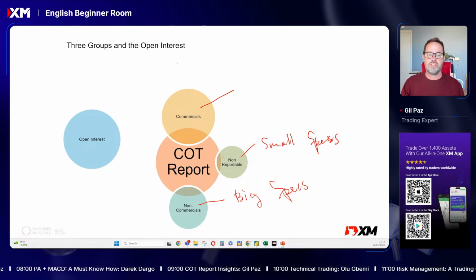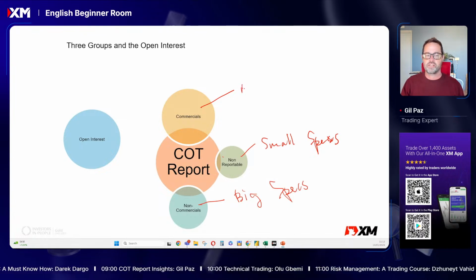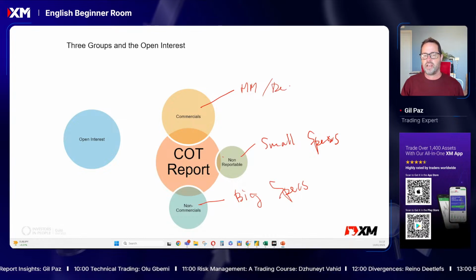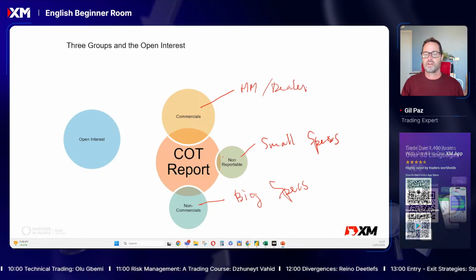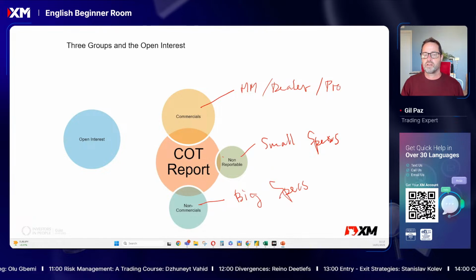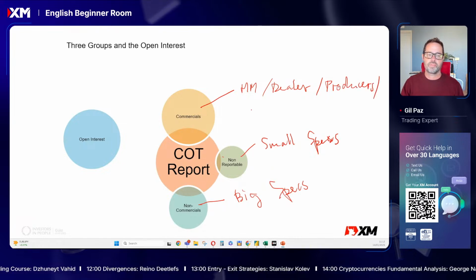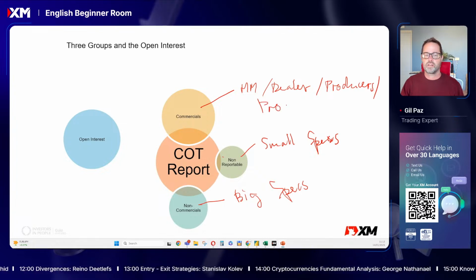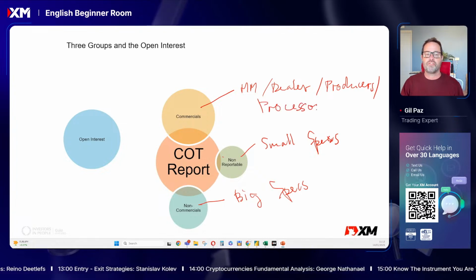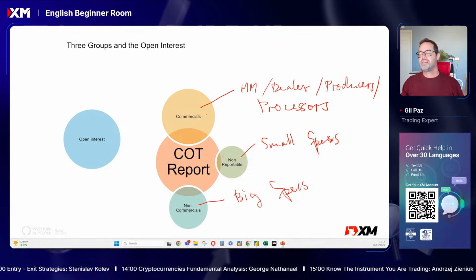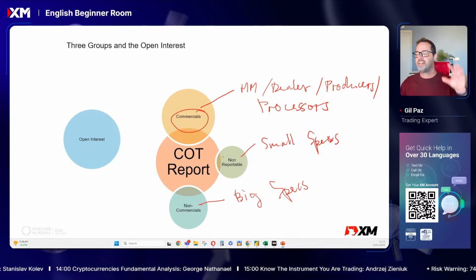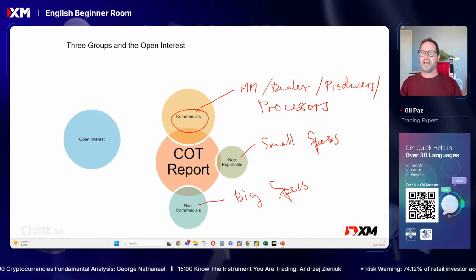So you can call them market makers, dealers, producers, processors, they have a lot of names. But what you have to understand is that this group makes money with a real product in real life.